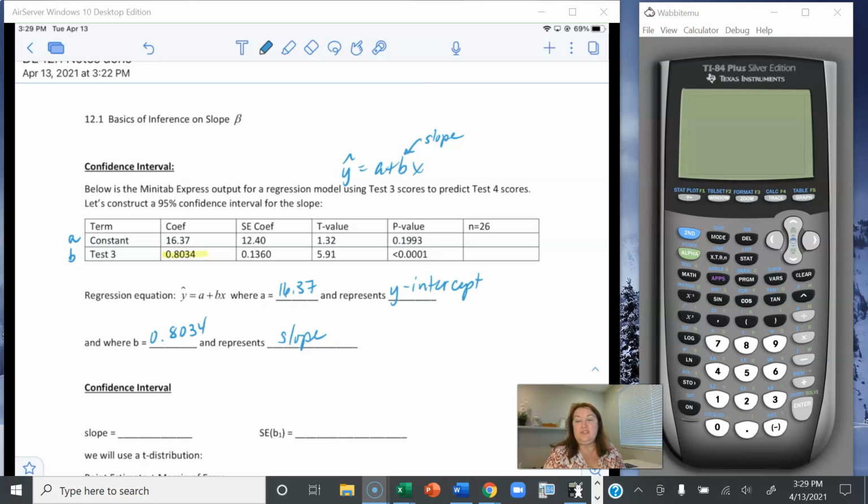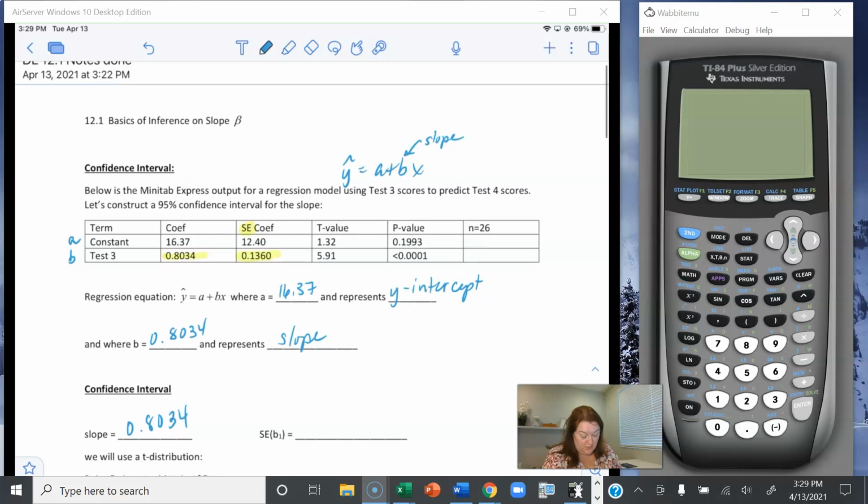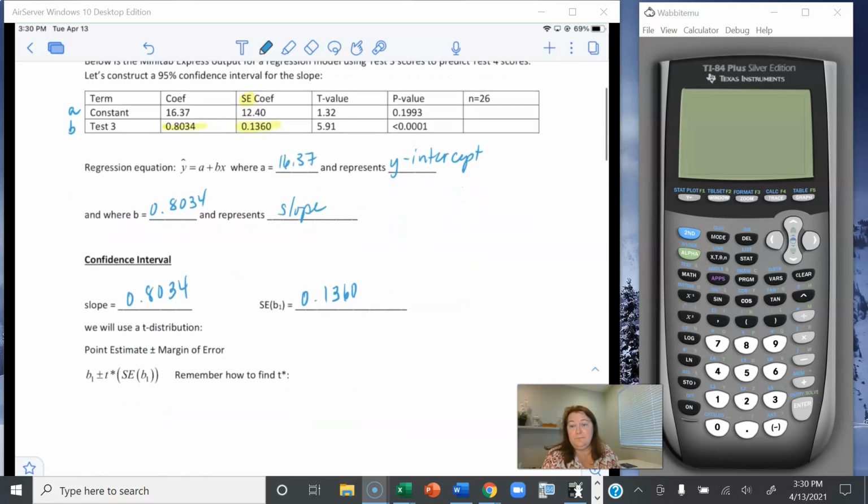If we want to do a confidence interval, we're going to need two things: the slope, and the standard deviation of the slope. They're going to call it standard error because we're using our data, not the known population information, just the stuff we sampled. So slope, we already know, is 0.8034. And our standard error is right here, right next to it: 0.1360. So we're already halfway done.